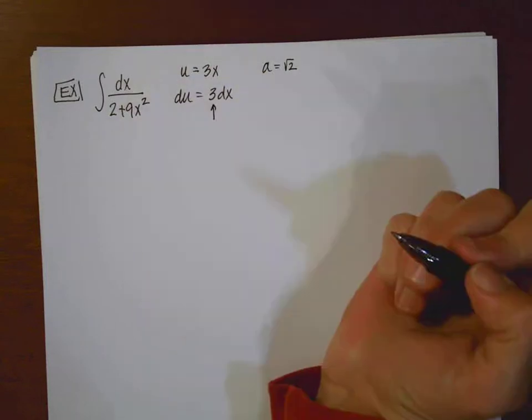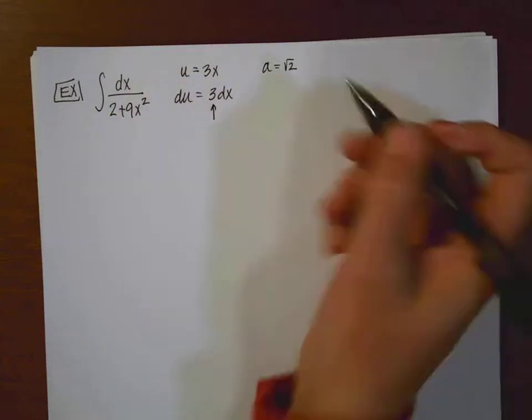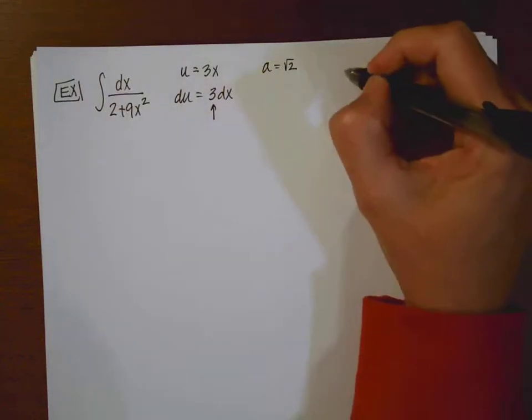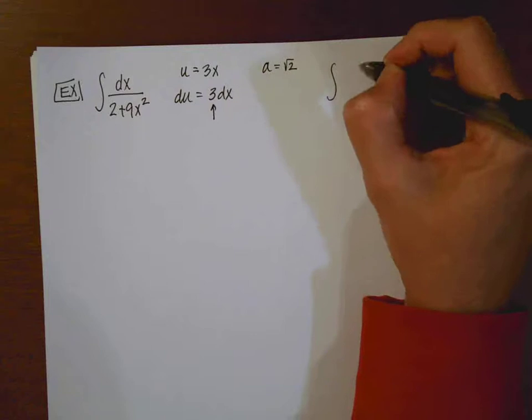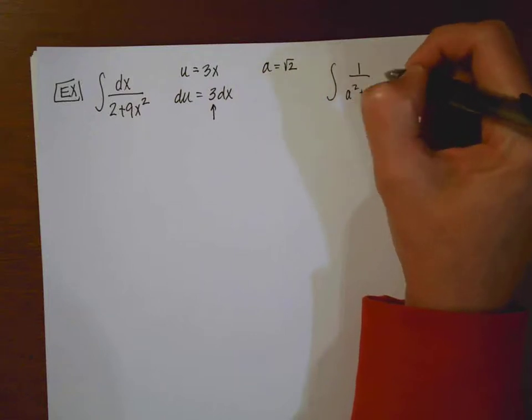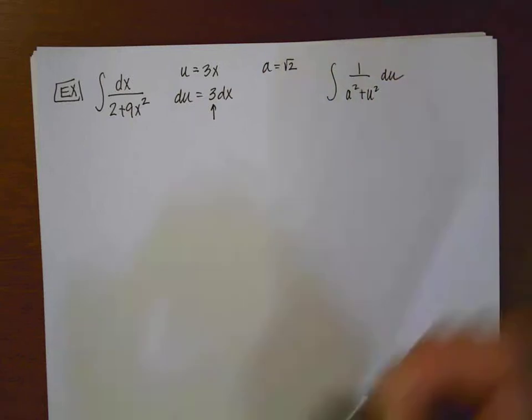So I do need to worry about introducing the 3, but if you'll notice what we have, and I'm just going to write it kind of simply, we're going to end up with 1 over a squared plus u squared du.